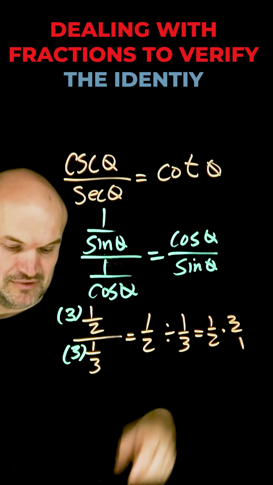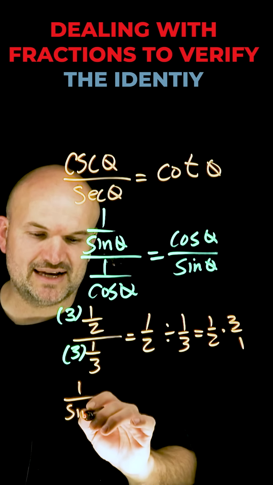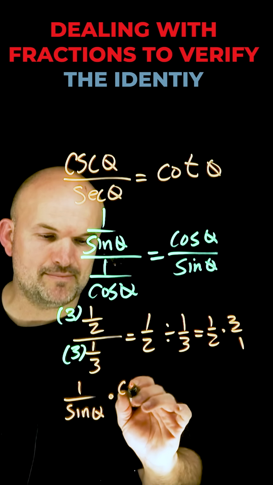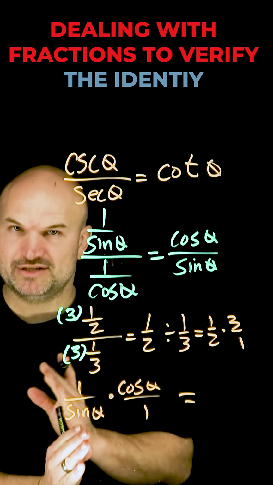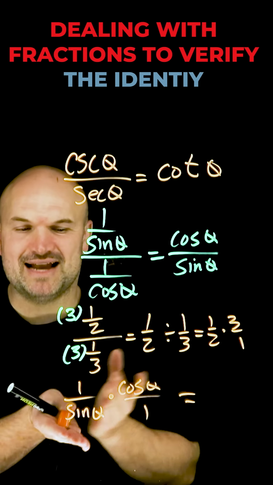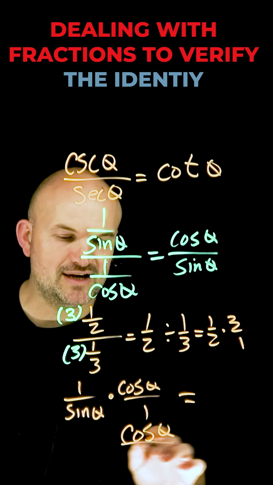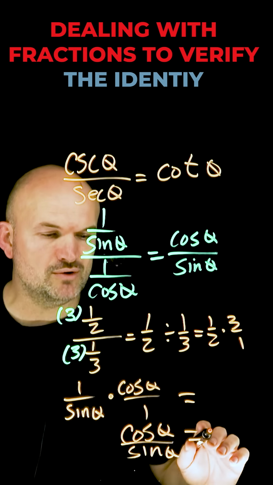So in this example, if I want to rewrite this as 1 over sine of theta, instead of divided by 1 over cosine, I can multiply by a cosine of theta over 1. Now what we need to do is just multiply these across. And since the numerator and the denominator of each fraction is multiplied by 1, I'm going to get a cosine of theta over a sine of theta, which we know is going to equal the cotangent of theta.